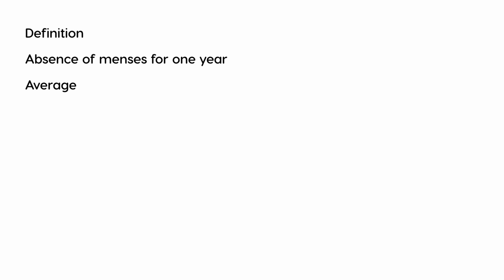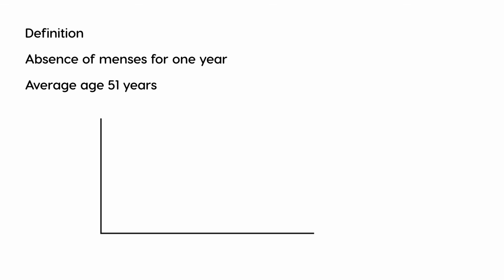So by definition, it's the absence of menses for 1 year. 1 year by definition. And the average age in North America, Canada, United States is 51 years of age. So what exactly is happening? Well, it's a very, very simple process of hormonal changes.